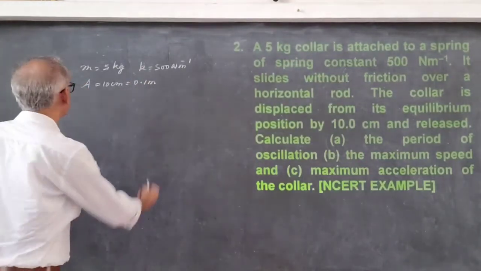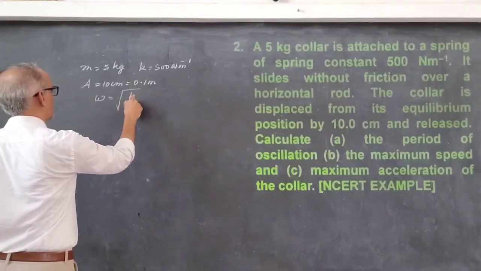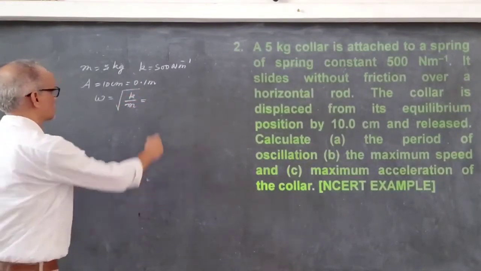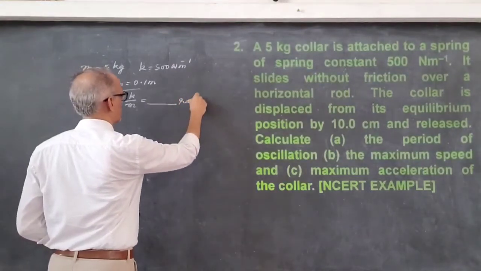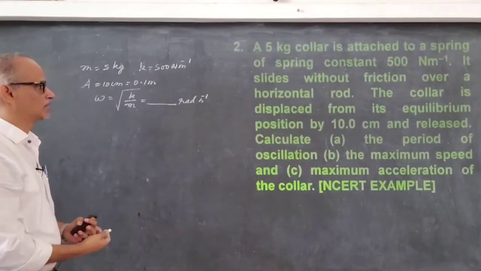Like earlier, we can find the value of omega, which is the root of k by m, which is in radian per second. When you know m and k, we can find omega. So, what are the options?